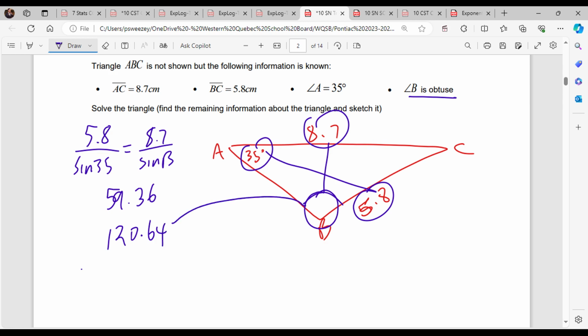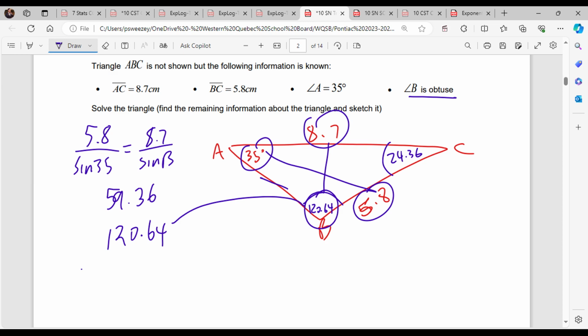120.64. So that angle would be 120.64, which means 180 minus 120.64 minus the 35 is going to give me the remaining angle of 24.36 in that corner. So that's going to give me the angle C, not that it was asking for it, but it's saying solve all the information. So we want to find those. And then last but not least, we could figure out what that piece is there now using sine law again.